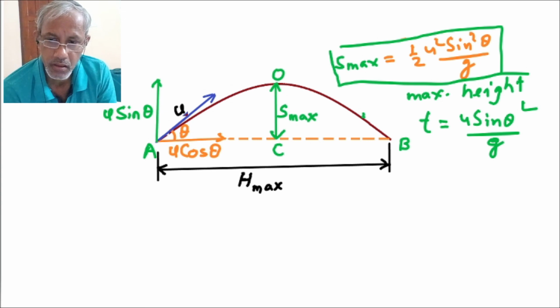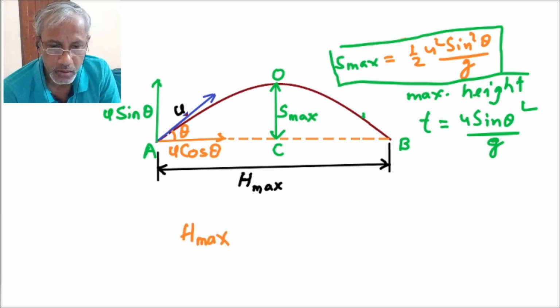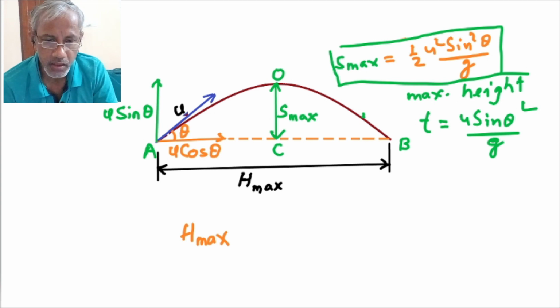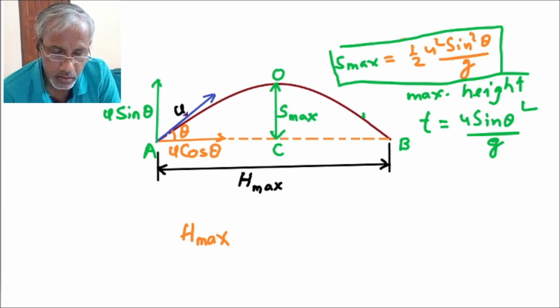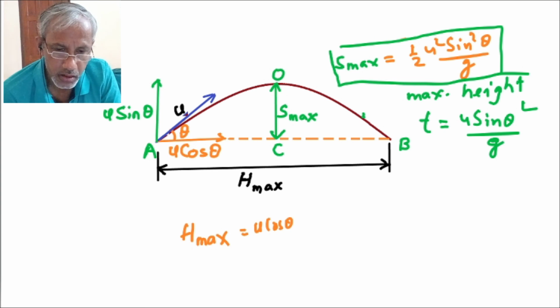So the total horizontal distance from A to B is equal to the velocity into the time. Here in this horizontal direction, the acceleration is absent because the acceleration due to gravity acts only in the vertical direction. So the acceleration being absent, the distance will be equal to velocity into time. That is equal to velocity u cos theta into the time. Time in this case is double the time that it took to reach the maximum height O.